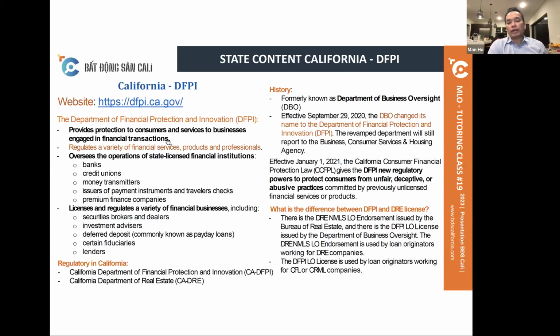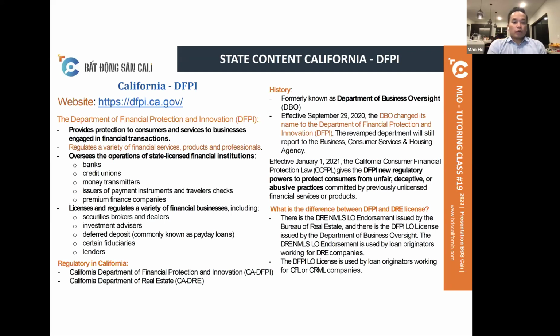Today we're going to cover the first of two classes regarding the state content for California, the FPI. You can visit the website thefpi.ca.gov to learn more about new laws, new requirements, and new updates regarding licensing. Visit this website to learn more about the California license requirements.